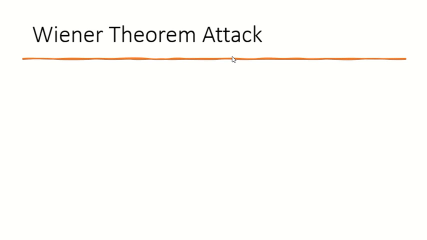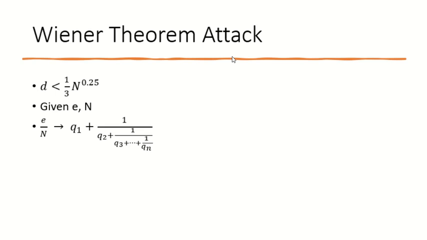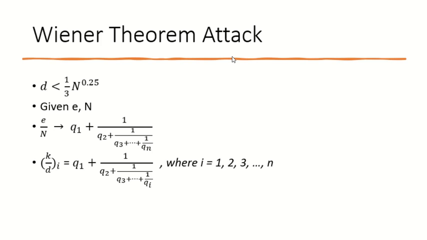The Wiener theorem attack works when the private exponent D is less than 1/3 n to the power of 1/4. Given the public key E and n, we will be able to compute the private exponent D by computing the continued fraction expansion of E over n. Next, we attempt to find the private exponent D in one of the convergents of the continued fraction expansion.